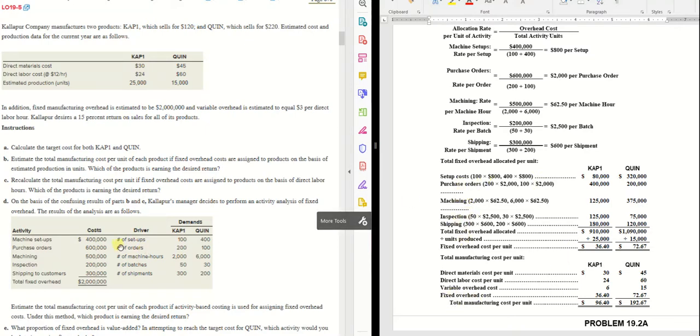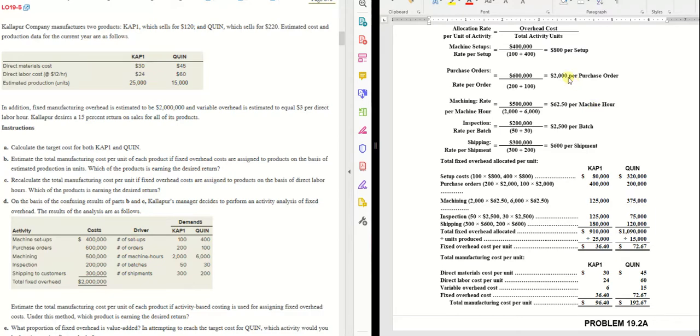So now I have my 800 per setup. So 800 times 100 is going to give me 80,000. 800 times 400 is going to give me 320,000. Some people just do this on ratios. 400,000 times 1 over 500 goes to Cap. 400,000 times 4 over 500 goes to Quinn.